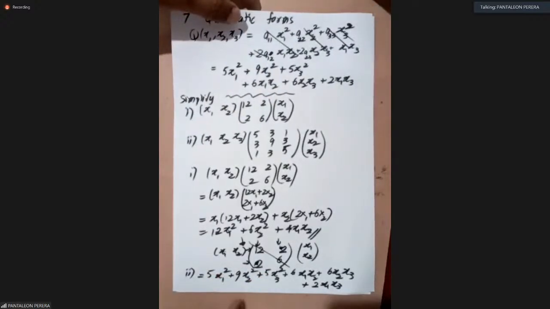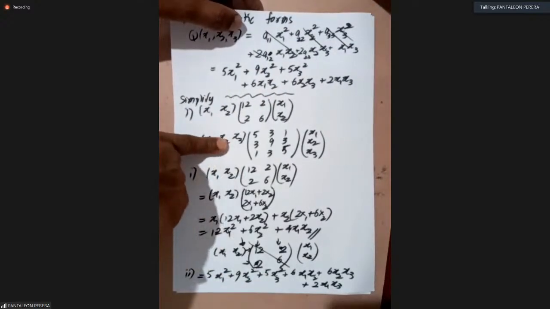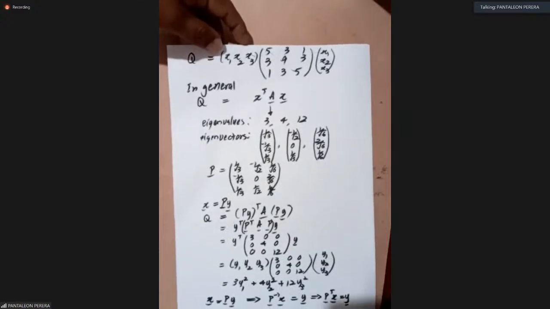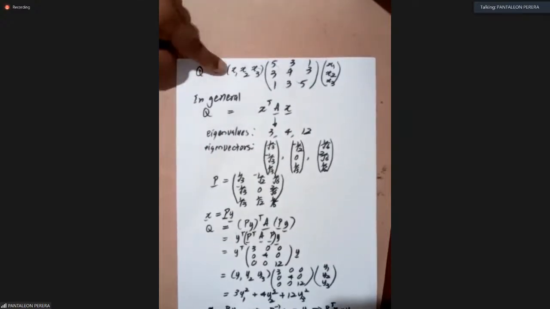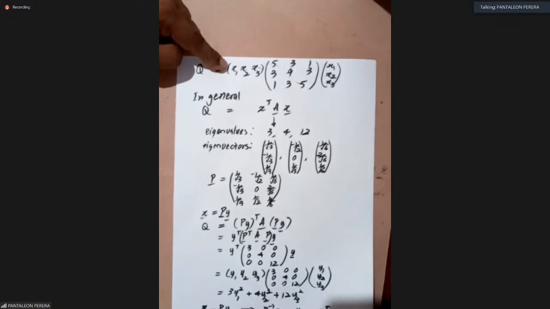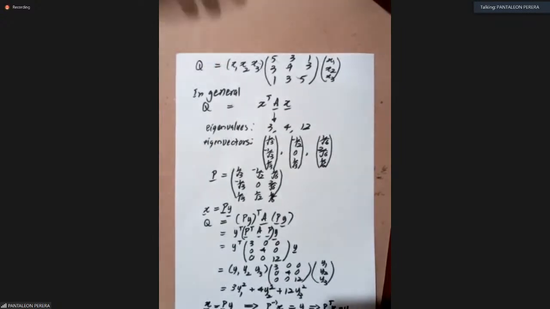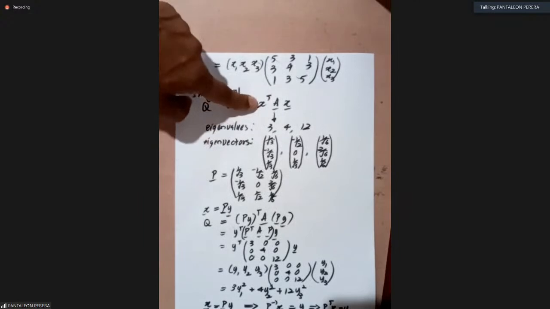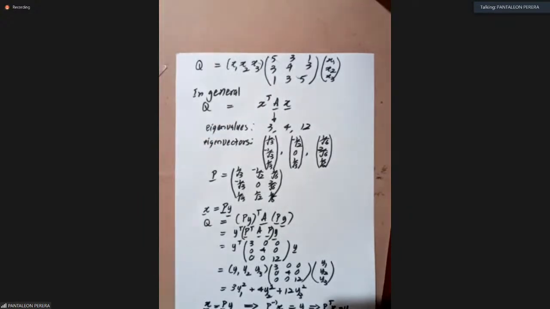So that's how you write the quadratic form in the form of matrices. Now we'll take the same quadratic form, this one. If you have a quadratic form with 2 variables, it will be a piece of cake. So in general, you can write it like this, right? Let this be x, this be A, this be x transpose, right? So you can find the eigen.